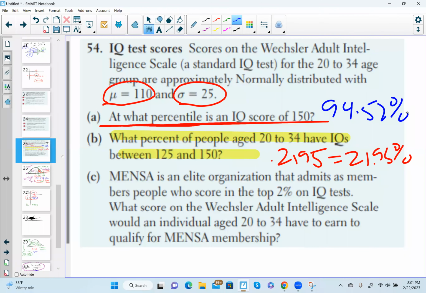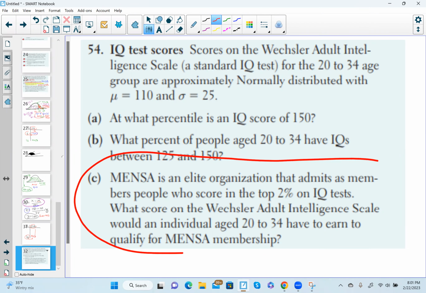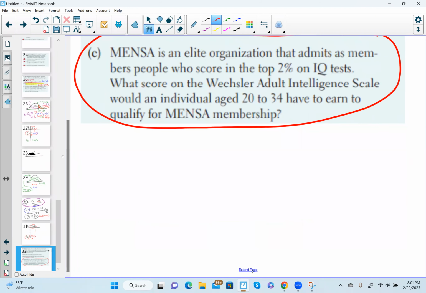Let's do the last part of this question, the Mensa question. So we're going to look at this question here. I don't know if you've heard of Mensa. Mensa is a high IQ society. You can search that up on Google. Type in Mensa, how do I get in? Or type in Mensa IQ test, and they'll give you practice tests you can take. And if you score well enough on them, then you can sign up to take an IQ test that Mensa would accept. And if you do well enough, you get into their club.